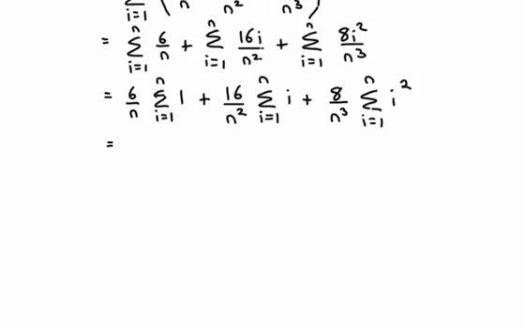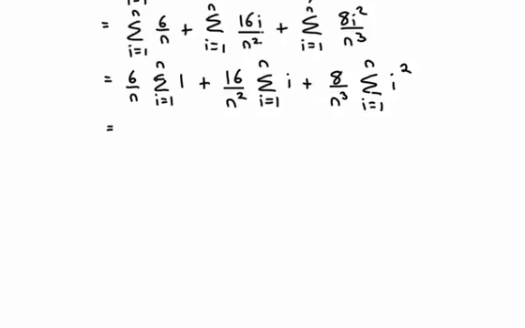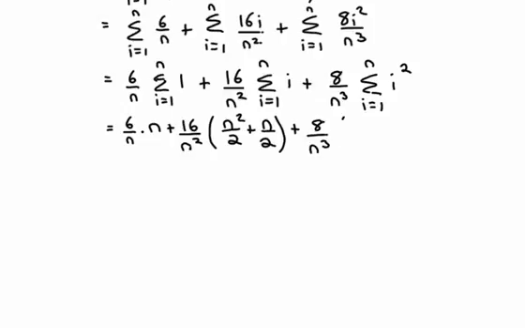Okay, so let's substitute. Right, so this is 6 over n, the sum of 1 is just n, plus 16 over n squared multiplied by n squared over 2 plus n over 2, plus 8 over n cubed. That whole story is n cubed over 3 plus n squared over 2 plus n over 6.